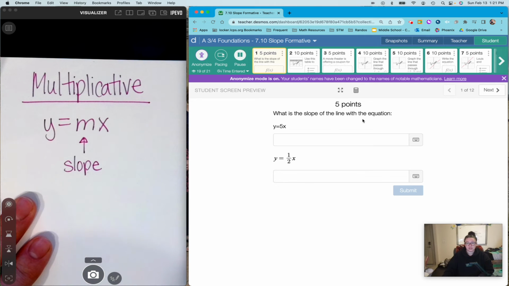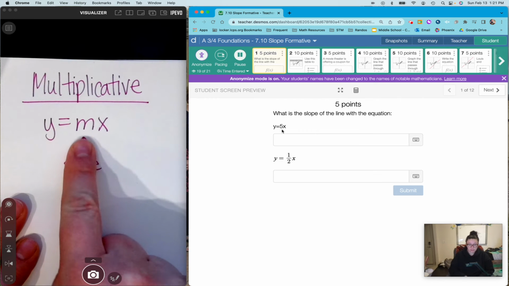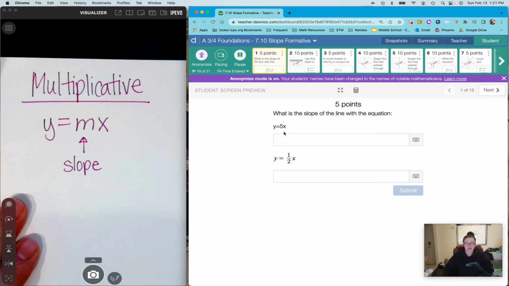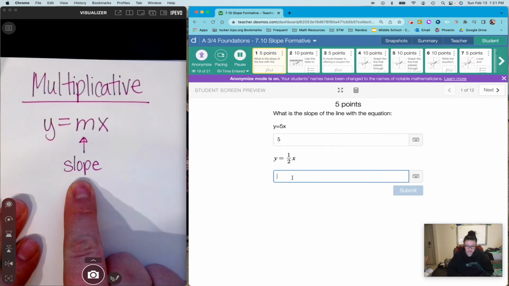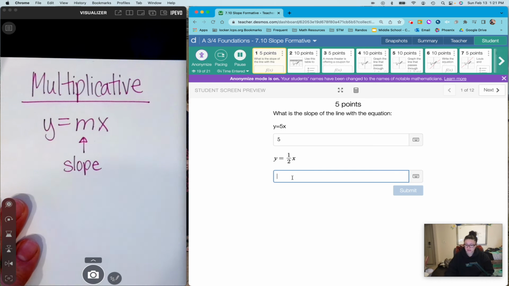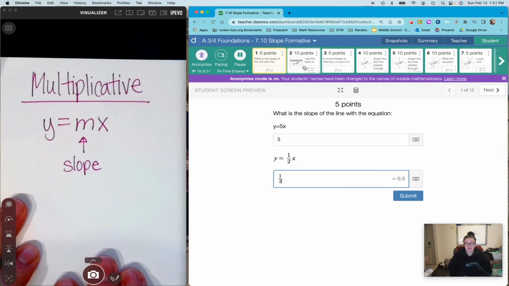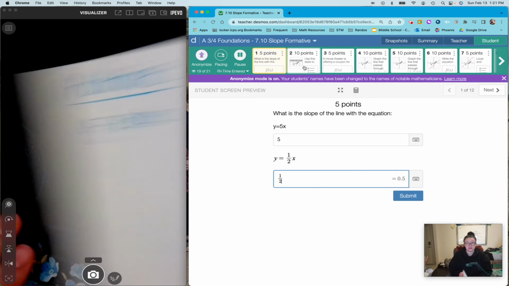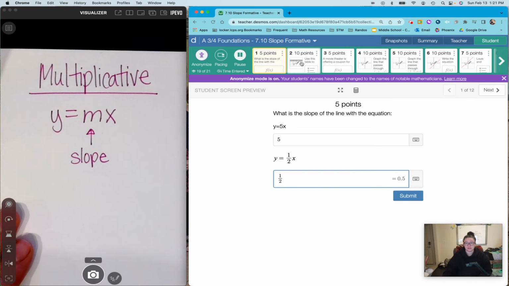It says, what is the slope of the line with the equation y equals 5x? My slope is my m, my number in front of the x. So for this first one, my slope is 5. My coefficient is my slope. My number in front of the x is my slope. For the second one, the number in front of my x is 1/2. And that's your answer for the first one. Again, we want to have this thought process: is this additive or is it multiplicative for all these problems?